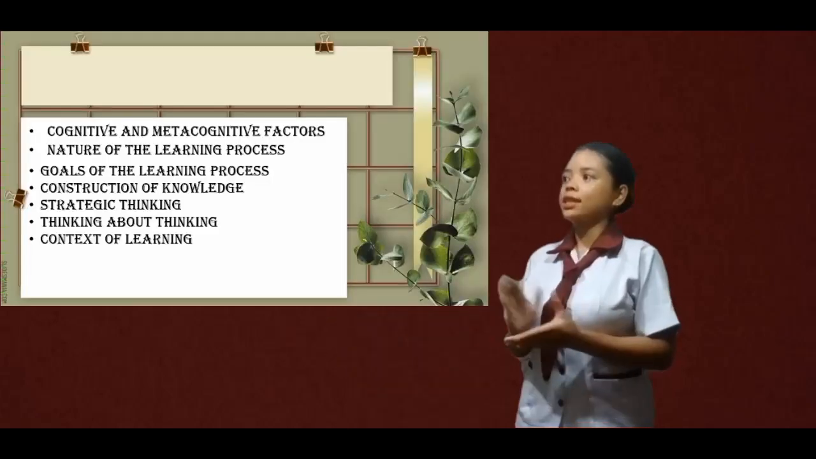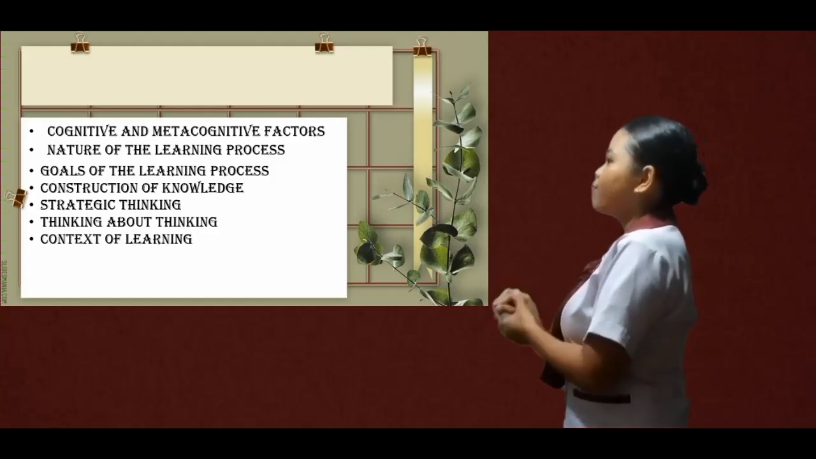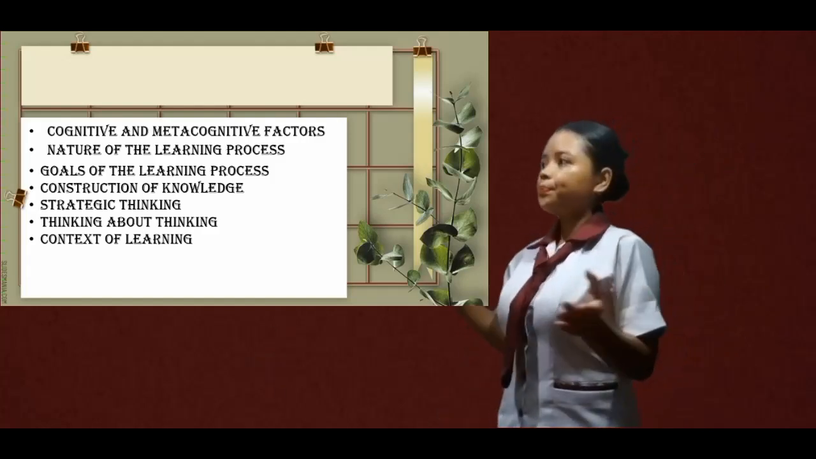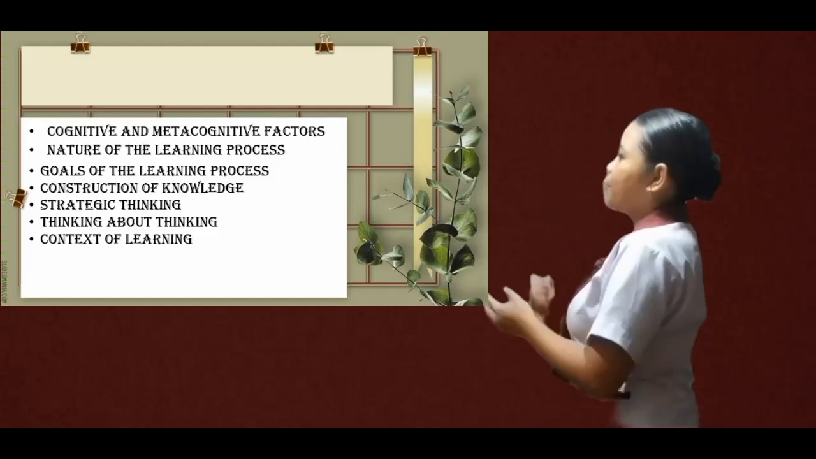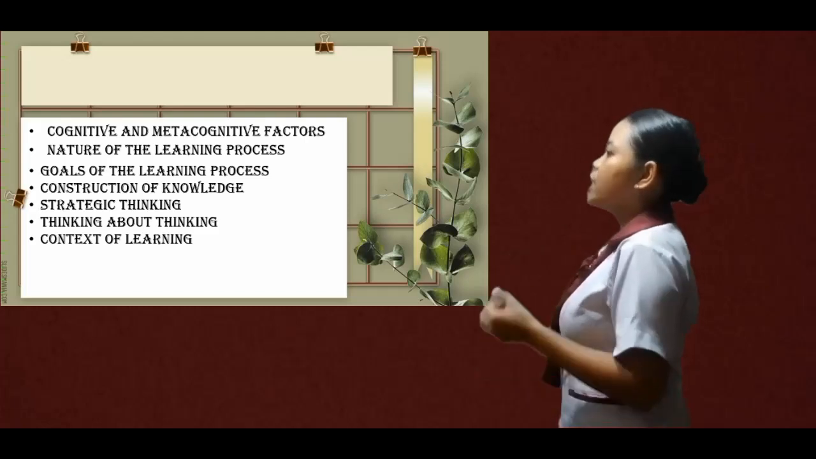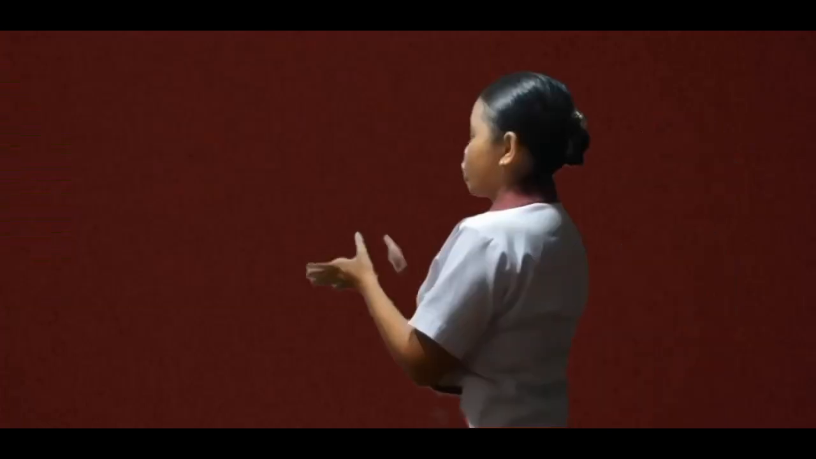Before that, let me have a short recap about the report of Miss Janelle. The first is cognitive and metacognitive factors: nature of the learning process, goals of the learning process, construction of knowledge, strategic thinking, thinking about thinking, and context of learning. Now I will tackle my assigned topic.